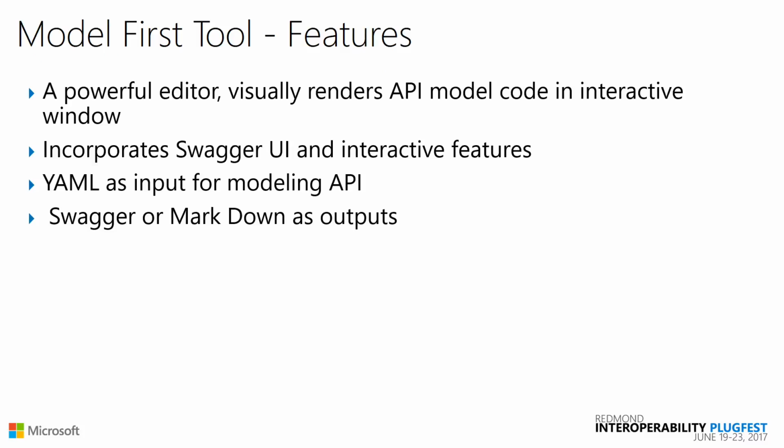YAML is one of the input formats that you can use for modeling the API. I thought YAML stood for yet another markup language. Apparently, YAML means YAML ain't markup language. So, yeah. Swagger or Markdown is what you get as output. So when you're looking in the window that's visually rendering the information you're putting into the modeling side, it's using Swagger or Markdown as outputs.